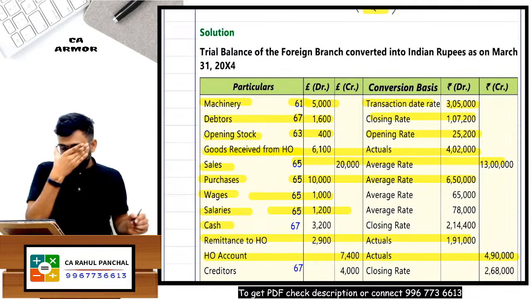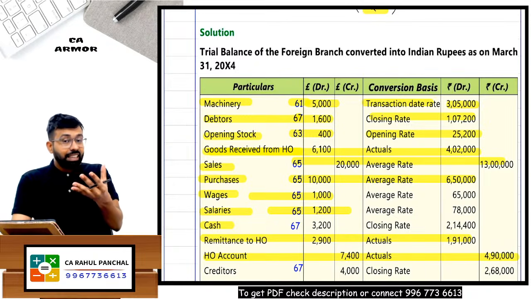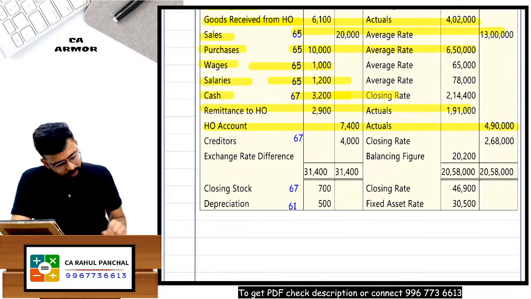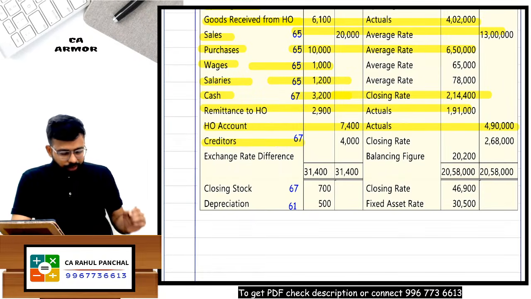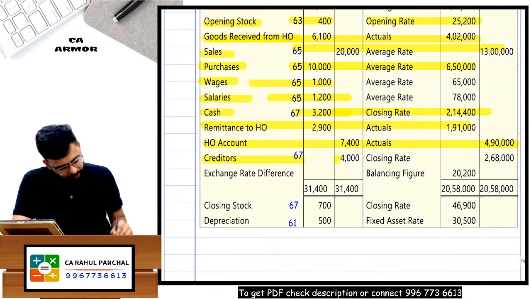Cash: cash is lying at the balance sheet date at the end. So if it is there on the balance sheet date, cash will take the closing rate. Okay. Creditors, again a monetary item. So 67 will be the closing rate that you are going to use.